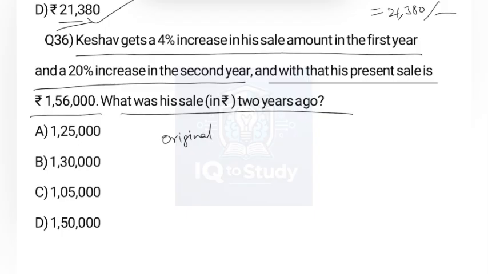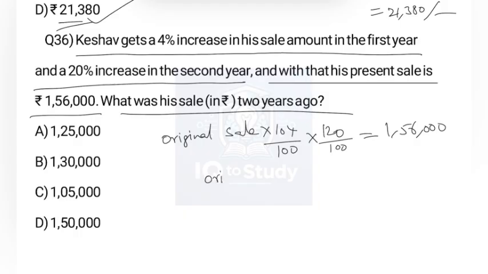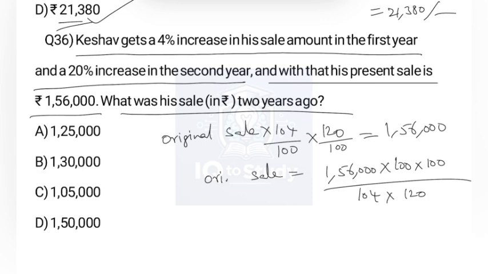So, original sale into 104 by 100 into 120 by 100 is equal to present sale, which is 1,56,000. So original sale is equal to 1,56,000 into 100 into 100 divided by 104 into 120. That is equal to 1,25,000.